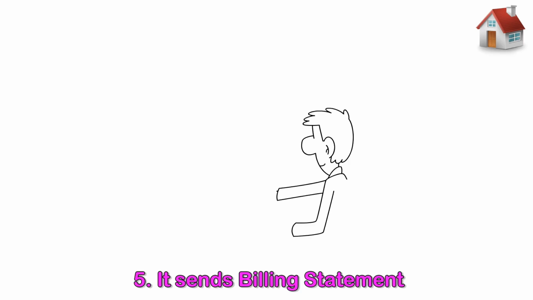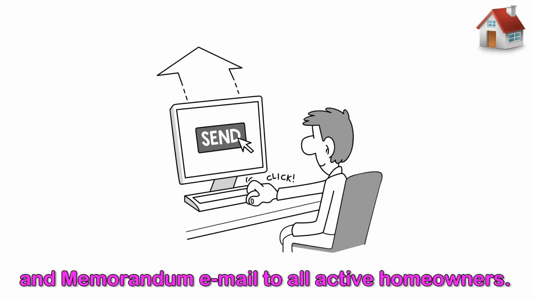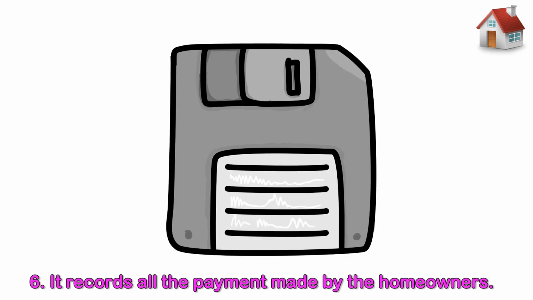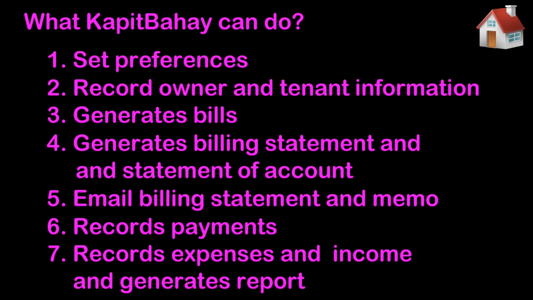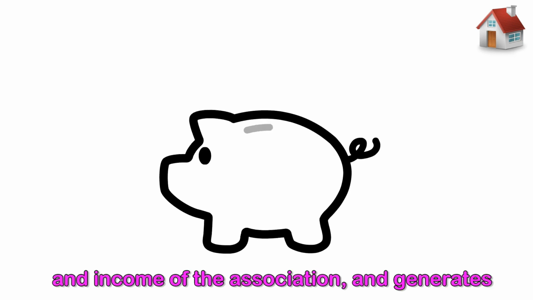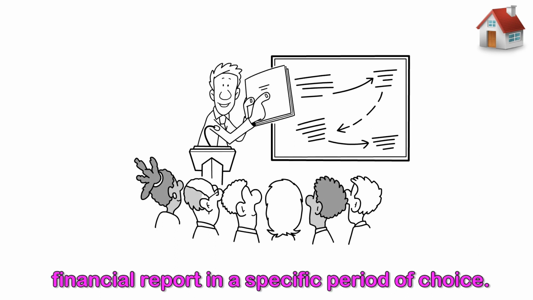5. It sends billing statements and memorandum emails to all active homeowners. 6. It records all the payments made by the homeowners. 7. It records all expenses and income of the association, and generates financial reports in a specific period of choice.